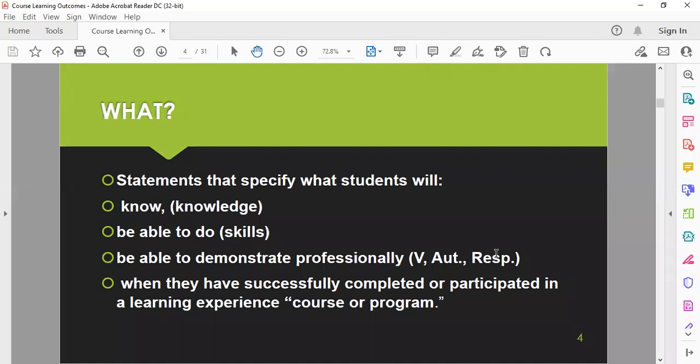This learning experience could be a whole course, could be a program, it could be a lecture, it could be even an office hour. So different learning experiences are there. Okay.